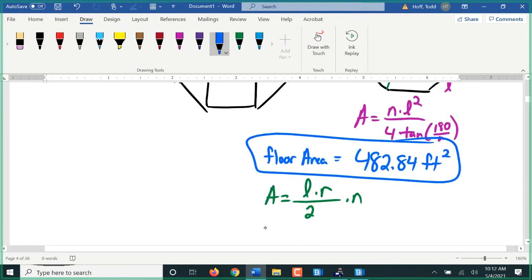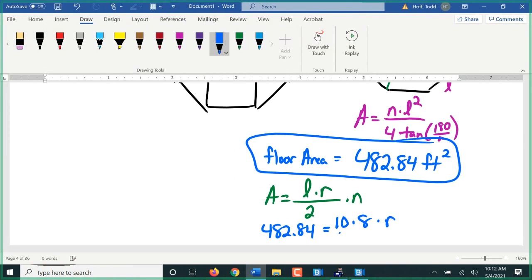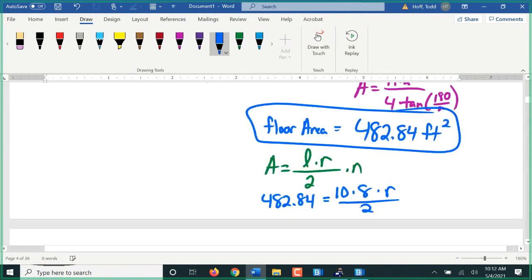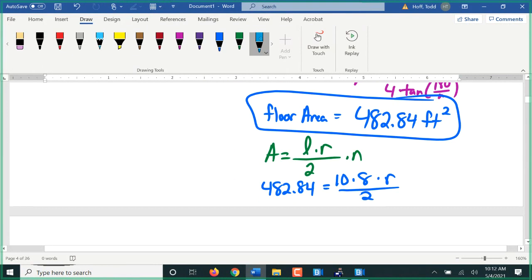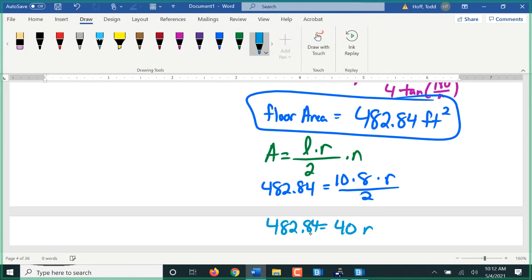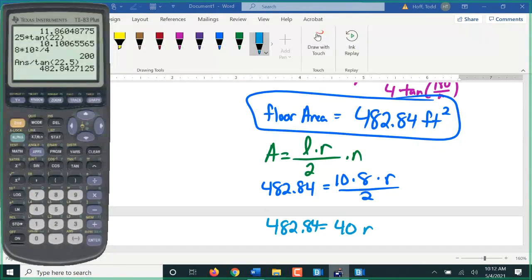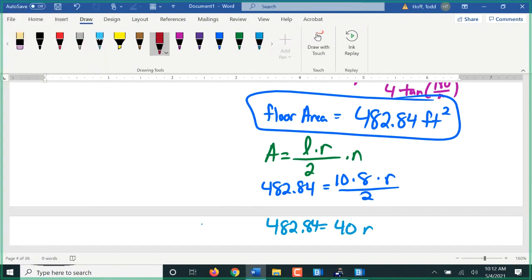Well, I know that area is 482.84 square feet. I know that L is 10 feet, and I know that n is 8. So 10 times 8 is 80, divided by 2, so that's 40r here. 482.84 equals 40r. So I just take that 482.84 and divide by 40 to solve for r. r is 12.07 feet here.